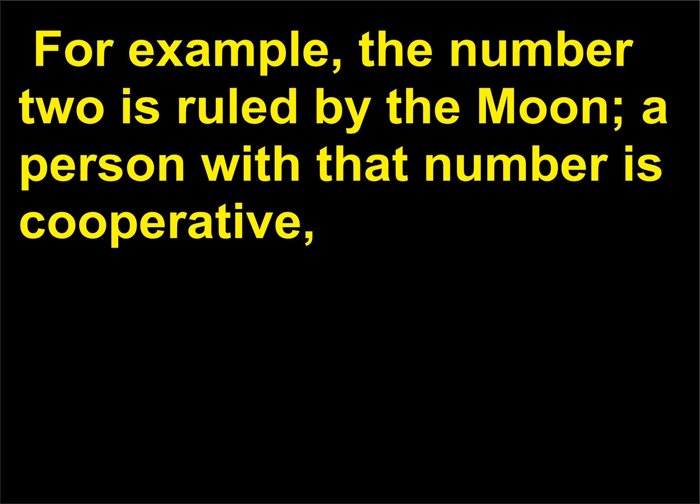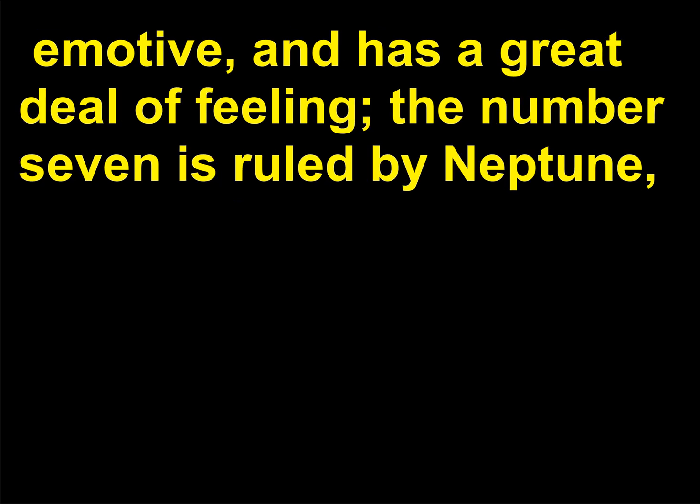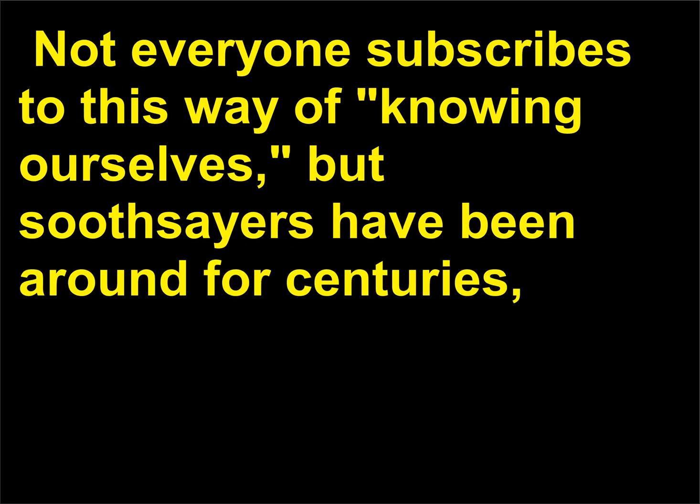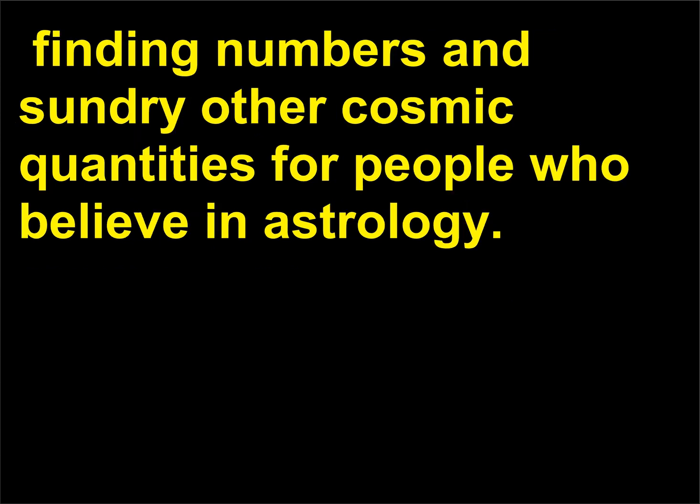For example, the number 2 is ruled by the moon. A person with that number is cooperative, emotive, and has a great deal of feeling. The number 7 is ruled by Neptune, with the person being spiritual, and thus it is the number of mystics, visionaries, and seers. Not everyone subscribes to this way of knowing ourselves, but soothsayers have been around for centuries, finding numbers and sundry other cosmic quantities for people who believe in astrology.